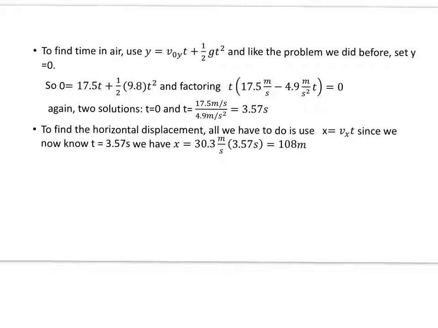Okay, so now we know that. Now, to find the horizontal displacement is easy, because we can use the x component of the velocity, which is constant. So displacement is equal to vx times t. We now know t, 3.57 seconds. So we use the x component of the velocity, which we computed to be 30.3 meters per second. We multiply that by this time in the air, 3.57 seconds, and we get 108 meters as that horizontal displacement.